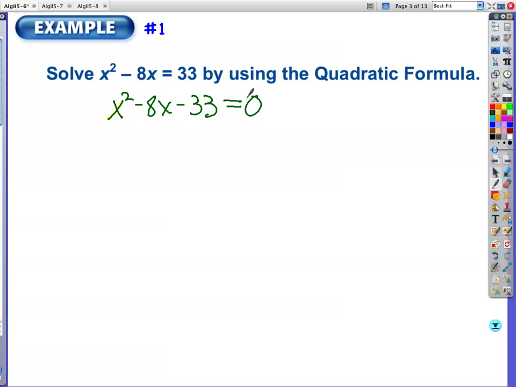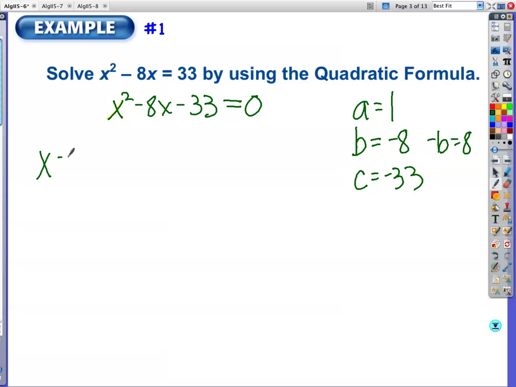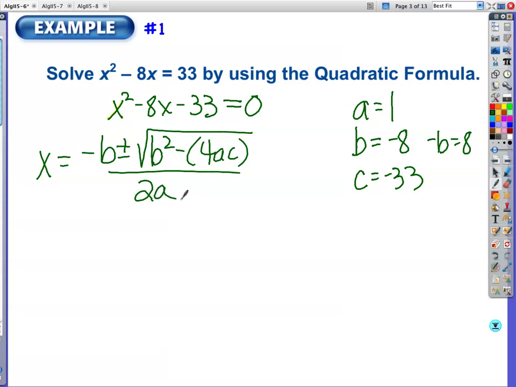All right, off to the side. You probably won't always have to do this, but we'll start. Your a value is 1, not x squared, just 1. It's the coefficient, the number in front of x squared. B is equal to negative 8, c is equal to negative 33. If b is negative 8, then negative b is 8. I do this because the quadratic formula, x equals negative b plus or minus the square root of b squared minus 4ac all over 2a.